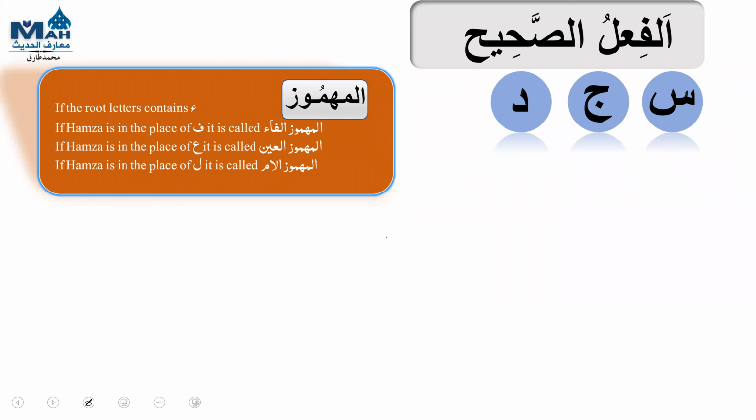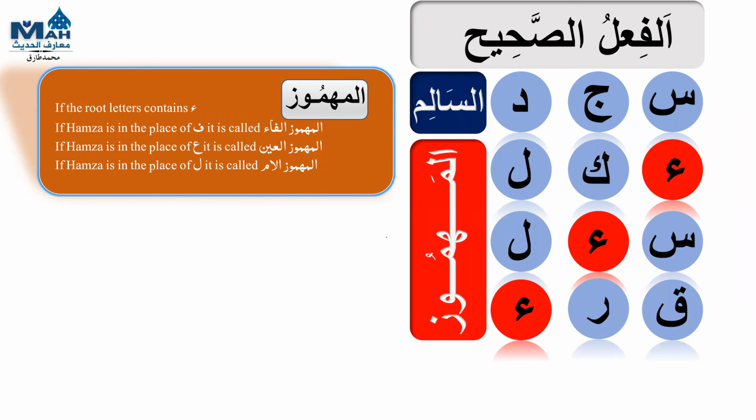And al-fi'lu sahih, we divided into what? Three parts. One is salim, which means sound, with no waw and ya. Another is mahmuz. What is mahmuz? A verb which contains hamza.